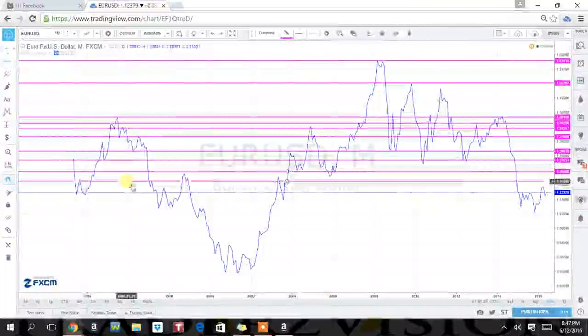Here's another one. Fails right there, fails right here, acts as support, pushes it up a bit before it breaks through it, and then right here acts as support as well. So this is a good zone as well. So we're gonna keep that one.